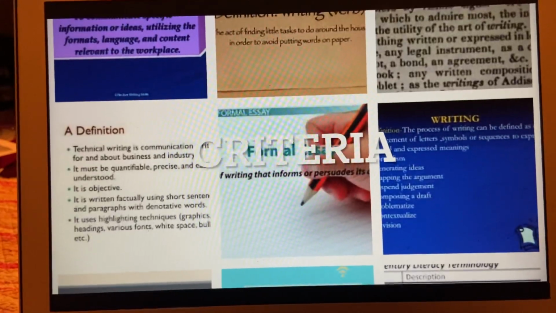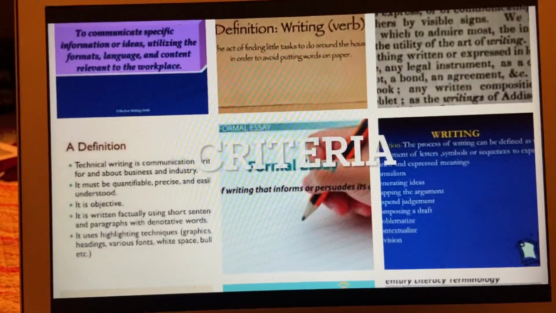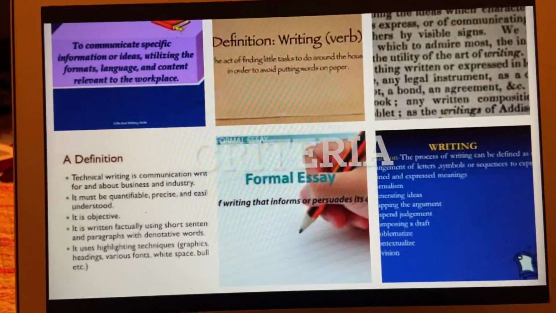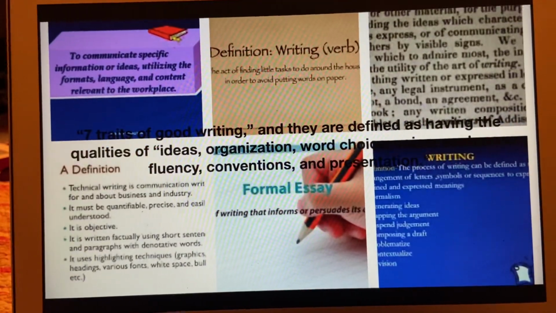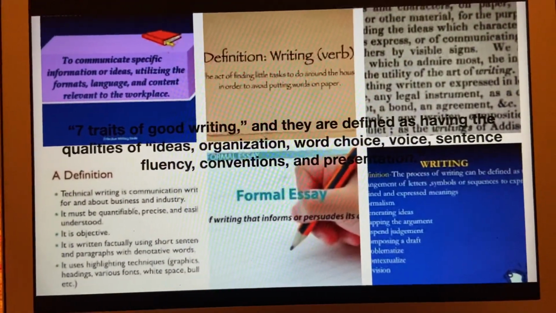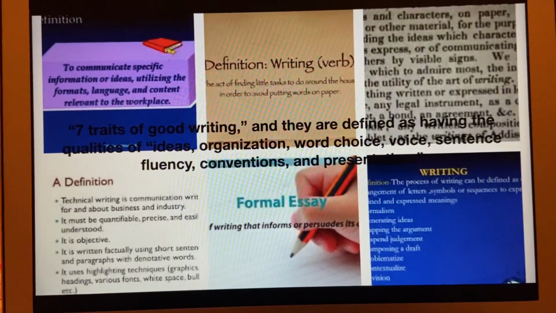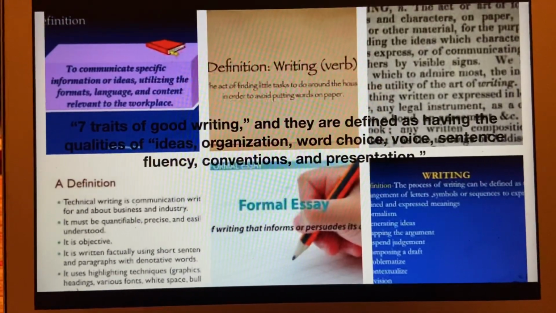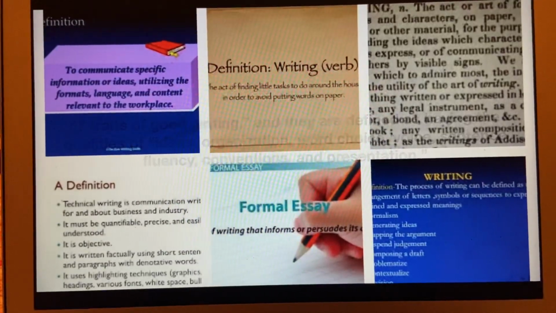Also included in the criteria for good writing are what Culham calls the 7 traits of good writing, and they are defined as having the qualities of ideas, organization, word choice, voice, sentence fluency, conventions, and presentation.